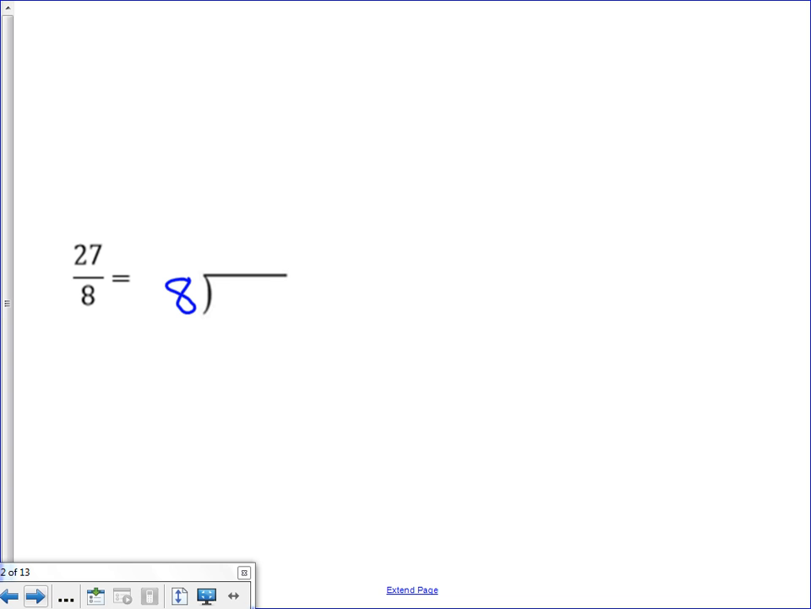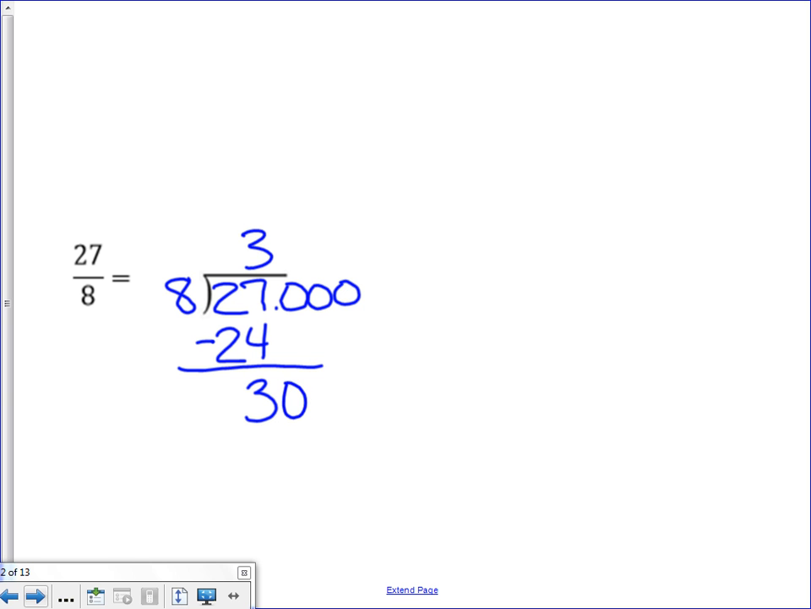All right, the next one. The denominator goes on the outside. The numerator goes on the inside with a decimal and 3 zeros. 8 goes into 27 3 times. 3 times 8 is 24. 27 minus 24 is 3. I'm going to bring down a 0 and bring up my decimal. I'm going to extend this division bar. Okay, 8 goes into 30 3 times. 3 times 8 is 24.